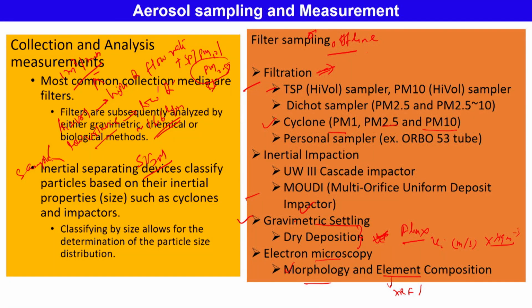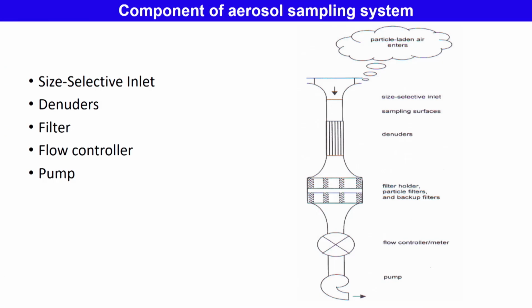Inertial separating devices classify particles based on their inertial properties. Every object has inertia, and when it is moving, it tries to keep moving in the same direction; it doesn't want to get distracted. So you can use inertial devices such as cyclones and impactors, and these can be used to classify different sizes and collect the particle size distribution as well.